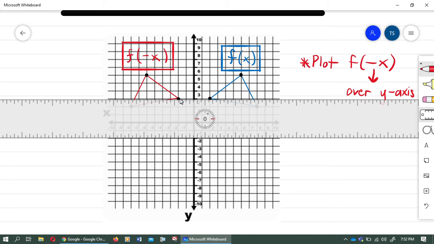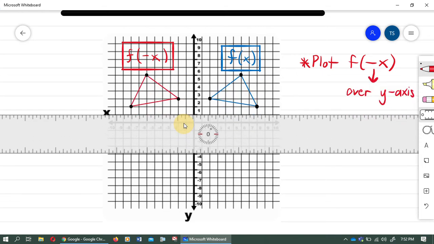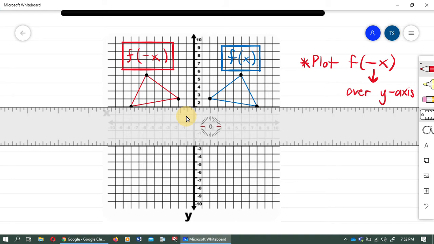So you can see here that for this point and that point, the pre-image and the image are the exact same distance away from the y-axis. Same thing for that one there, and the same thing for that third one. They're the exact same distance away from the line of reflection.